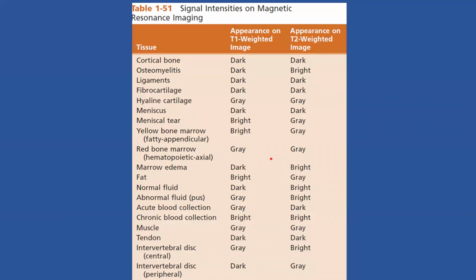Okay? You have to know that T2 is bright wherever you see fluid. You have to know that muscle is gray in both T1 and T2 radio frequency images. You have to know these. You have to know that an intervertebral disc, which is dry, is black, dark. When it has fluid, it's less dark. You have to know these. On T2, I'm speaking.